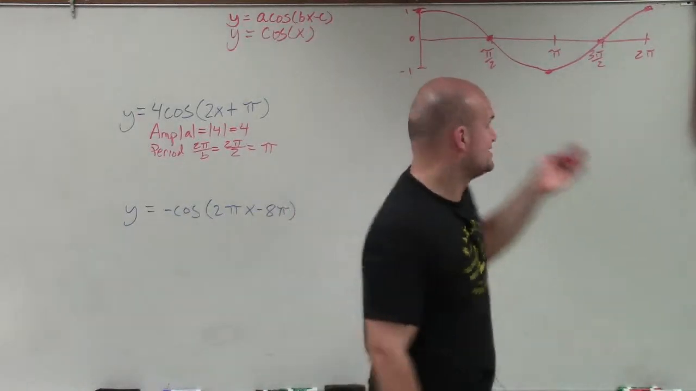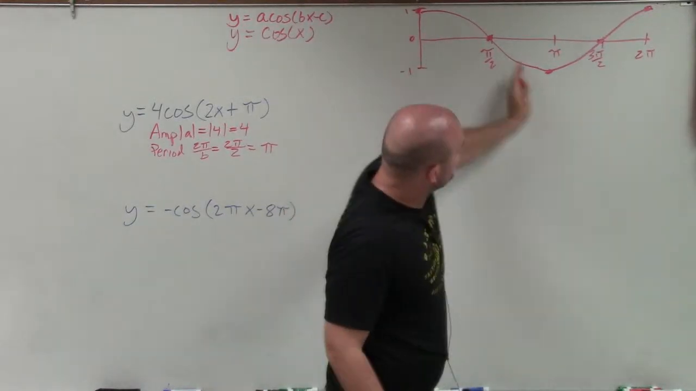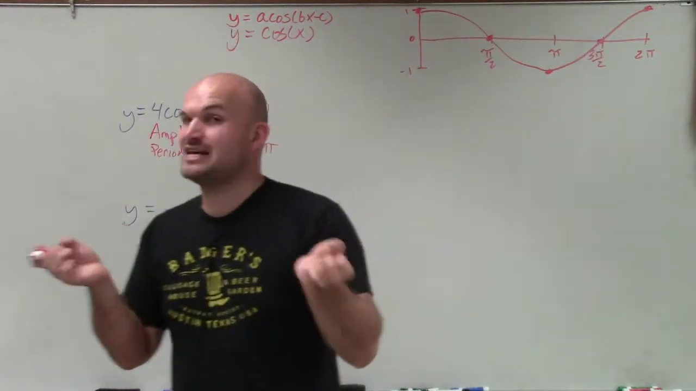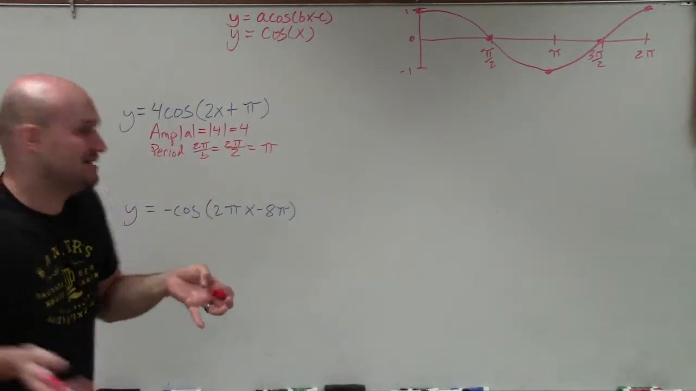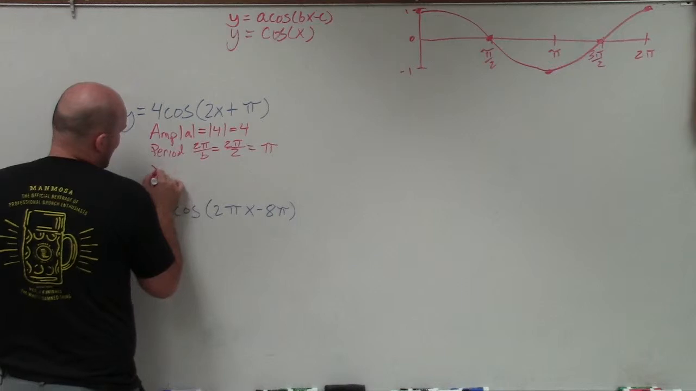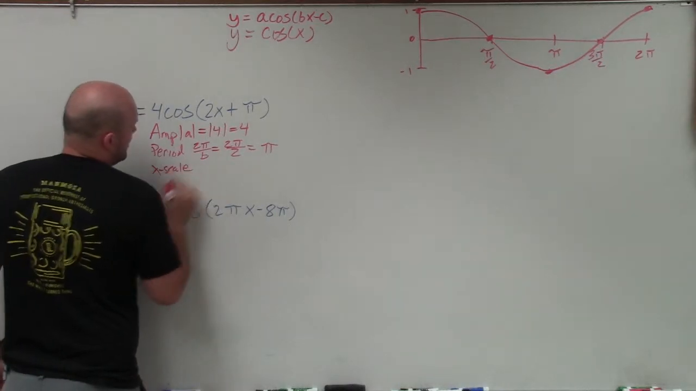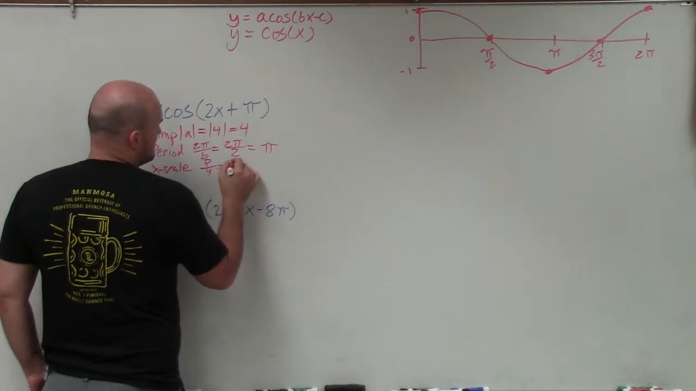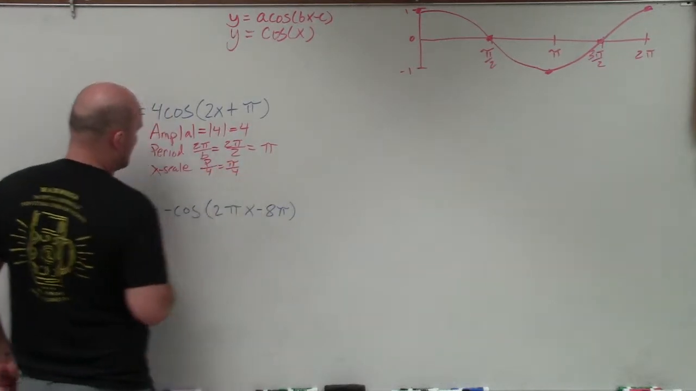Another important thing is the scale. You can see the initial graph is broken up into 4 sections, 1, 2, 3, 4, where the distance between each section is the same. That's our scaling. To determine the x scale of your graph, we take our period and divide it by 4. So that's going to be pi over 4.